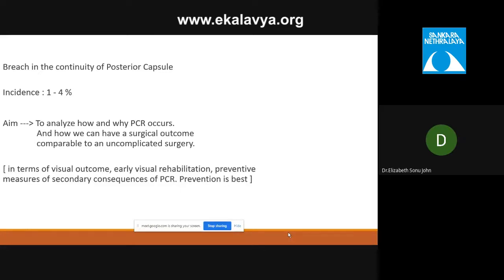Now our aim is to analyze how and why a PCR occurs and how we can have a surgical outcome comparable to an uncomplicated surgery. Because a patient comes to you for a cataract surgery to get good vision. So even if you have a PCR or a complication, how best can we manage it so that our surgical outcome is good in terms of visual outcome, early visual rehabilitation, and prevention of secondary consequences of PCR. And for this, prevention is best.